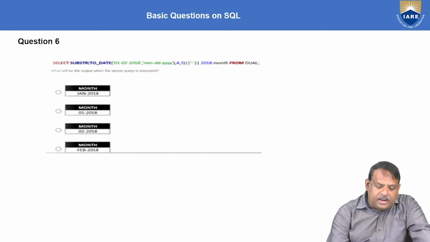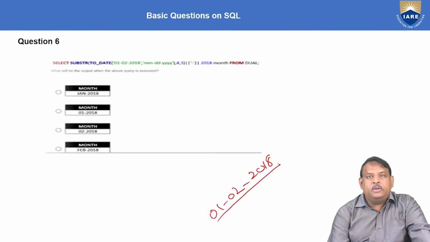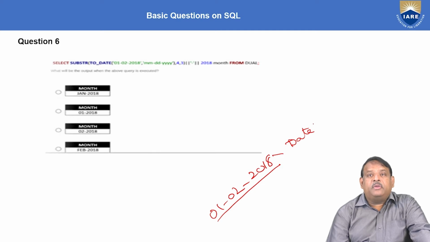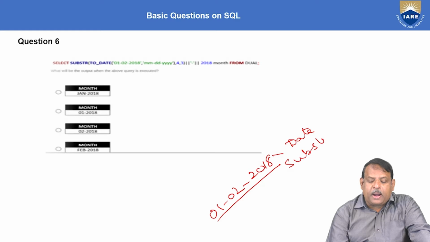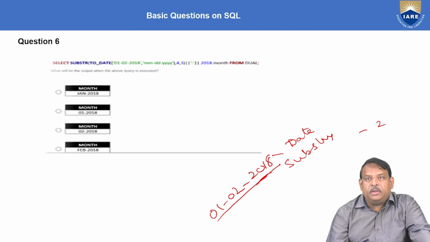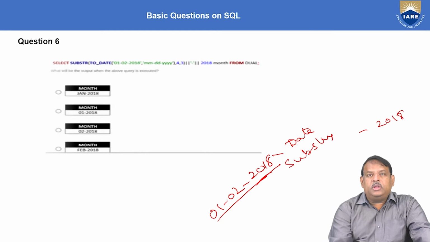They are given one date like 01-02 and 2018. This is one string value. They want to convert this to a date, and after that they are using a substring function to retrieve a part of this date value, and they are appending with hyphen 2018. Now we need to choose the right answer.